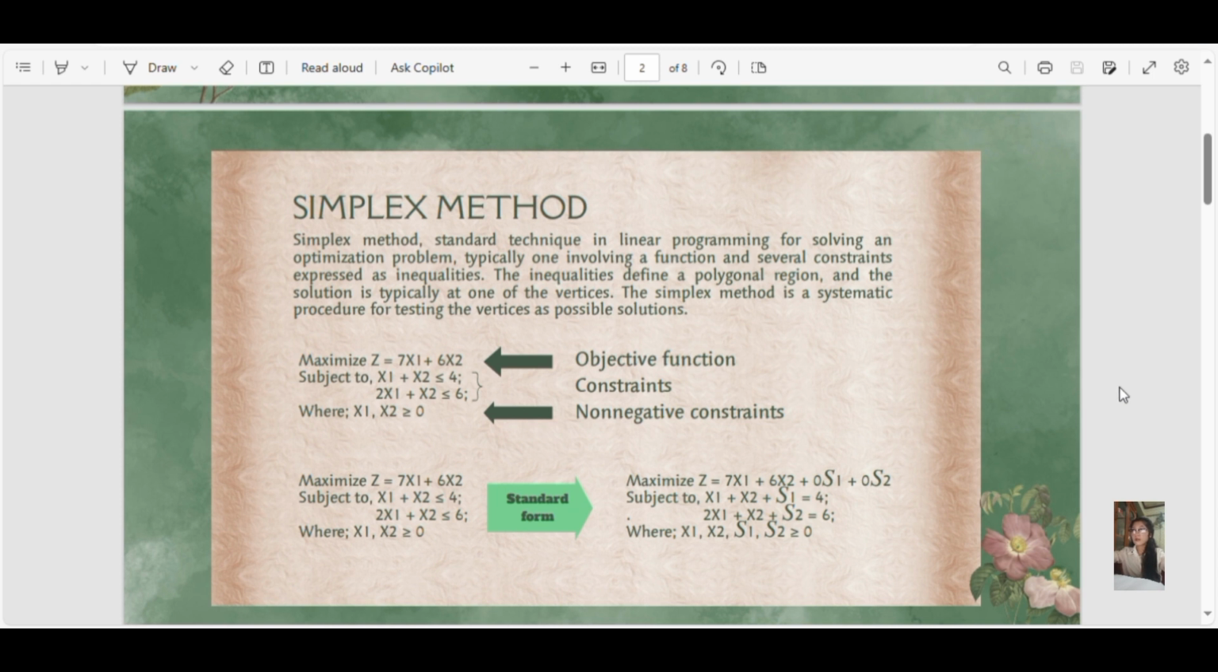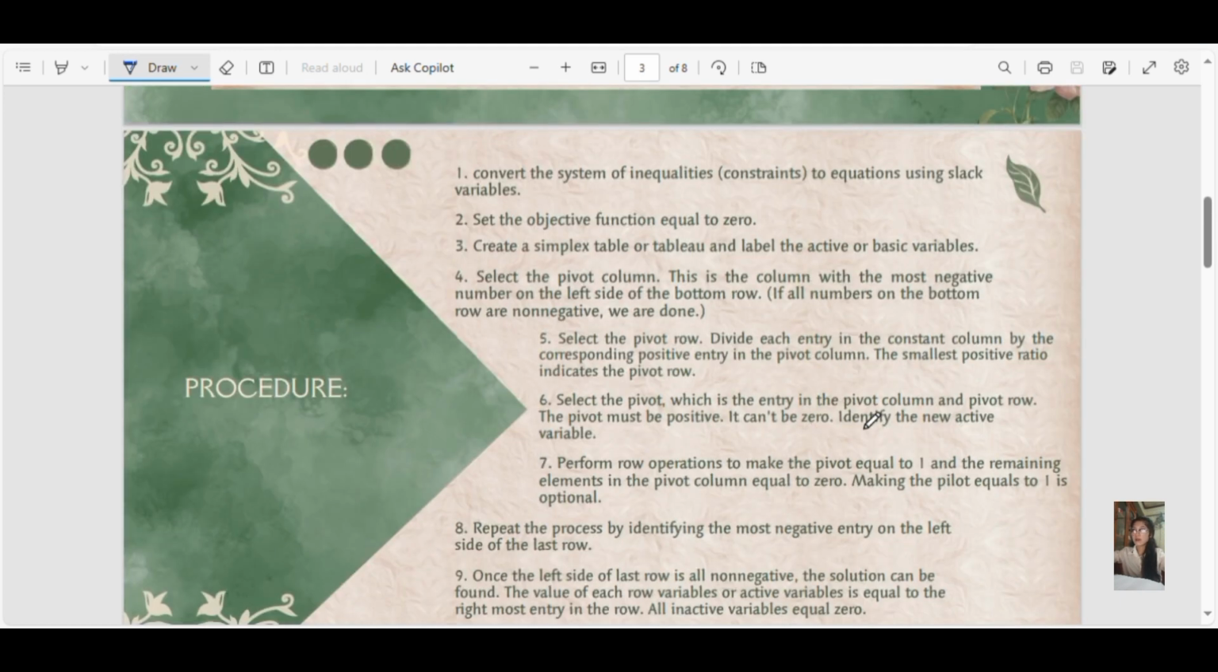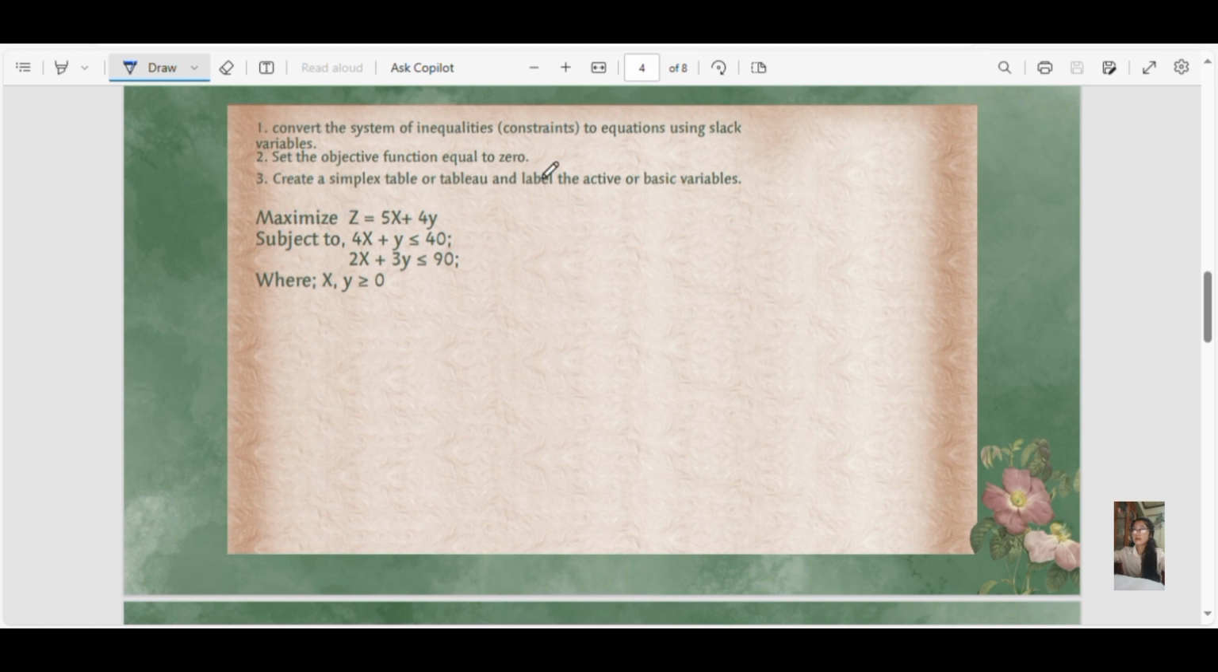So, moreover, before we go into creating a table or finding the pivot column, the first thing to do is to convert the inequalities into equations by adding the slack variables. Okay, so later we have a problem and we're trying to solve it by applying the procedures that we have here. Okay, so here are the procedures that we're going to apply, and let's have problems.